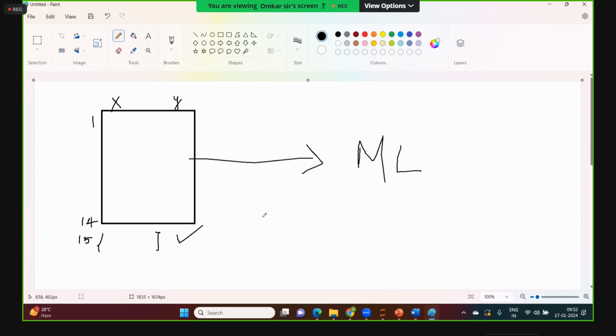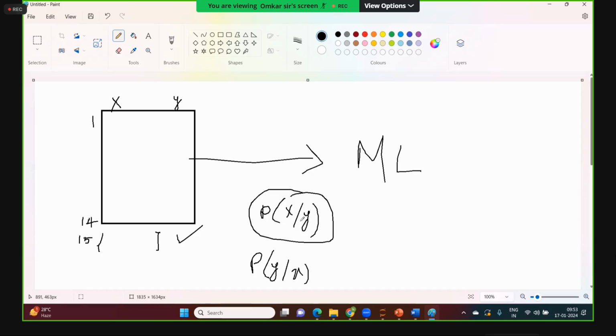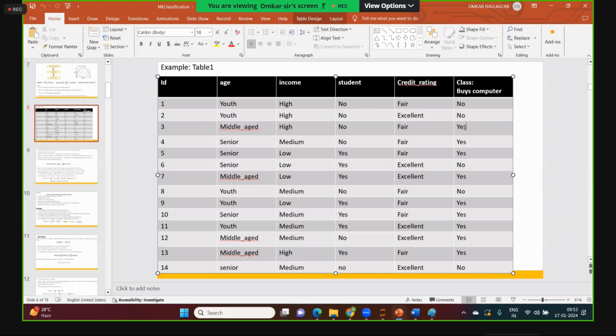Now, if I write P of X by Y, what is the meaning? And P of Y by X, what is the meaning? In P of X by Y, who will come first, input or output? Correct. Y comes first, then you are talking about X. Y comes first, which means you are talking about output. This is yes. Now you are talking about output first.